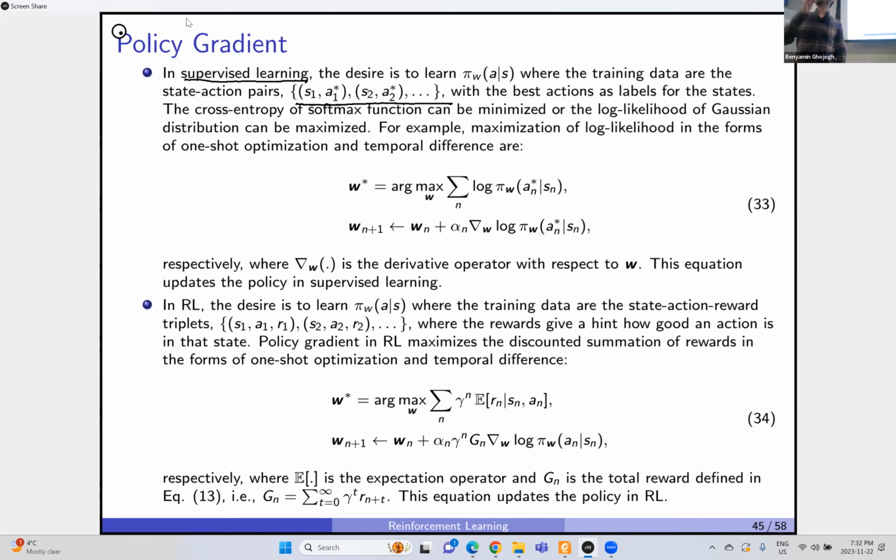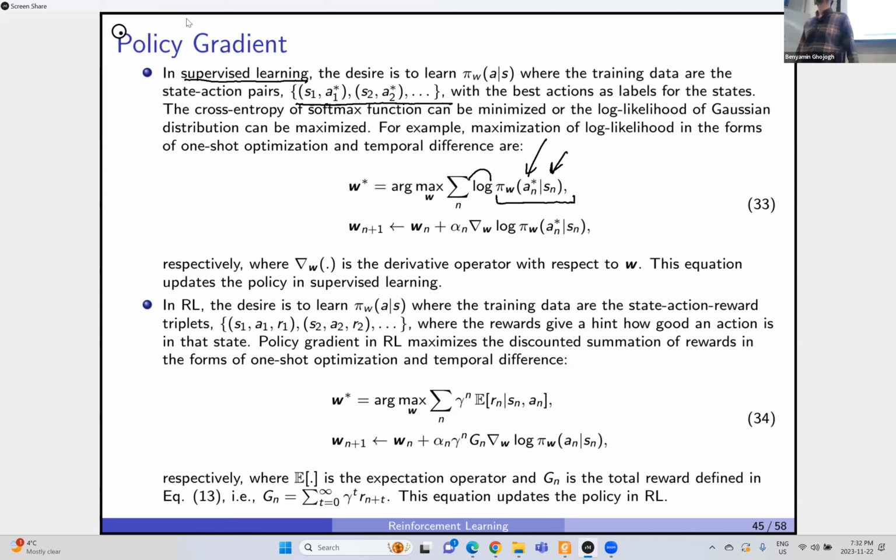But another way to do that in supervised learning is to use a probability, a probability of the policy. This probability is also supervised here, because for a given Sn, what is the probability of the best action An star? So let's maximize this probability. In other words, maximize the log likelihood. It's like a likelihood, and I use the log likelihood.